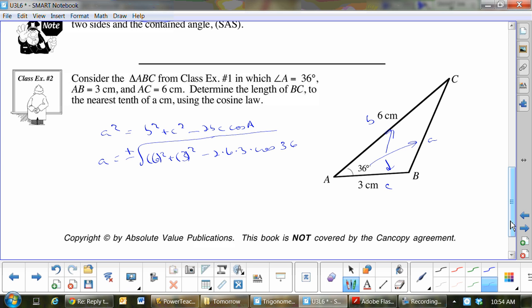So just for fun, let's all play together here. Everybody try to put this in the calculator and see if you can get the right answer. See if you do it in one shot. Square root. Then it's just going to open the bracket, 6 squared plus 3 squared minus 2 times 6 times 3 times cos 36. Close the bracket.